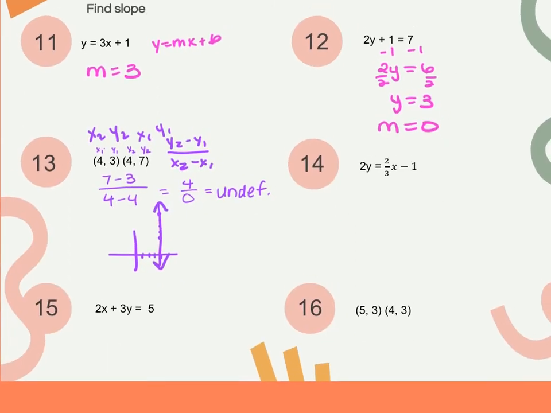12 was horizontal. 12 was horizontal, yep. Which means slope is 0.